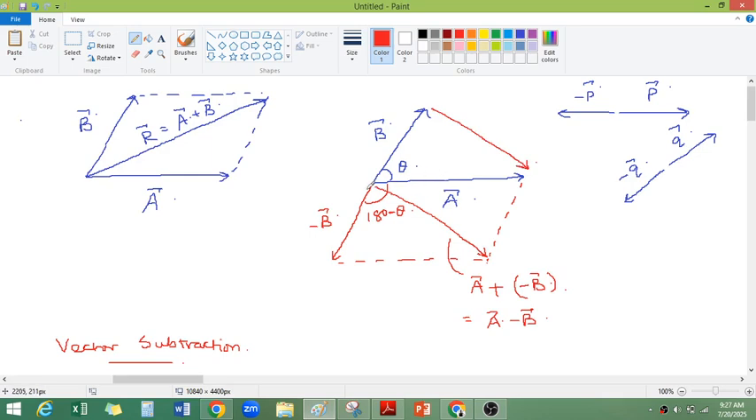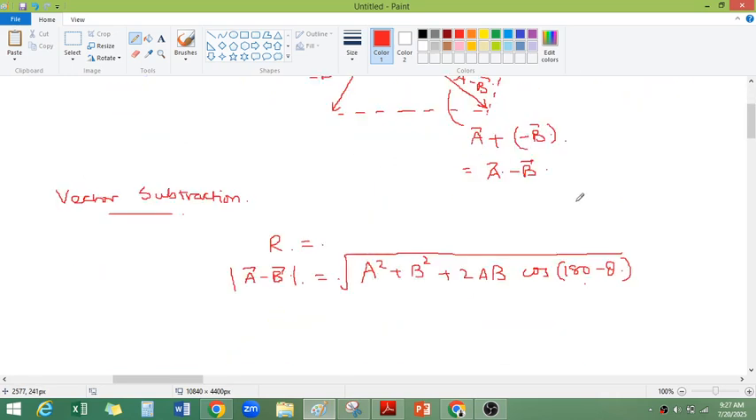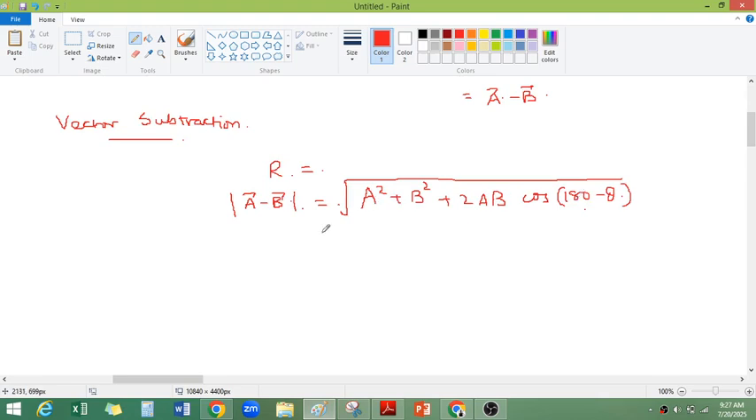So every time we don't have to show this, you can simply say A minus B is this vector, but A plus B is this way, like this one. A minus B is this way. So that means this is your A vector minus B vector. This is your A vector minus B vector. That's all. So after this it's very easy.